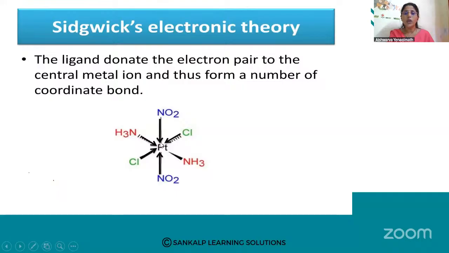So it is going to donate an electron pair to the central metal ion, and thus through what? Through a coordinate bond. It will donate its lone pair, those two electrons, which will be shared by the central metal atom as well as the ligand. Like the chocolate sharing example I had given, it will be shared by both of them. Such a type of bond is called what? It is called a coordinate bond, or it is also called a dative bond, correct?